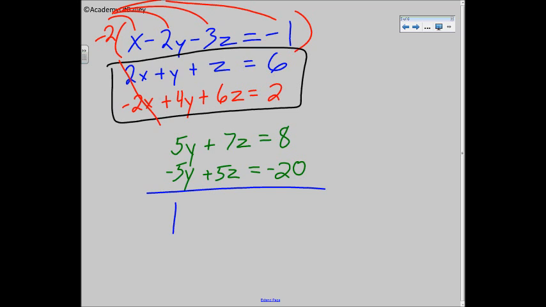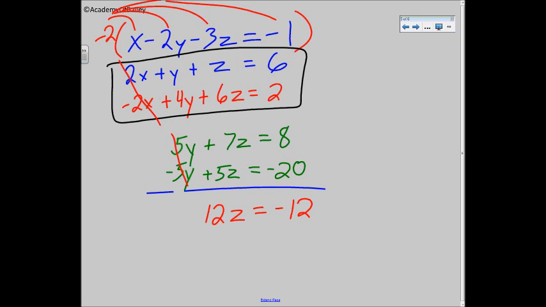We got real lucky on this one because you notice how the y's are already going to cancel each other out. Sometimes you may have to multiply one of those equations or even both of those equations, so that another variable will cancel itself out. 5y plus negative 5y cancels. 7 plus 5 here is 12, so we have 12z. 8 plus negative 20 is negative 12. Oh, that's an easy one.